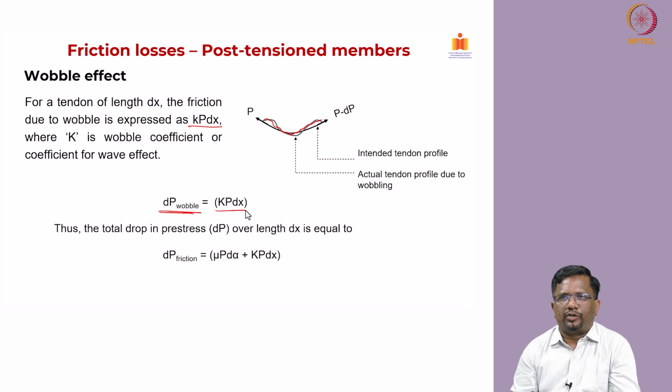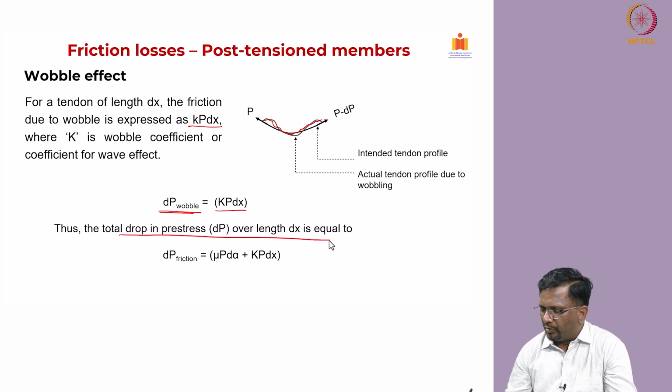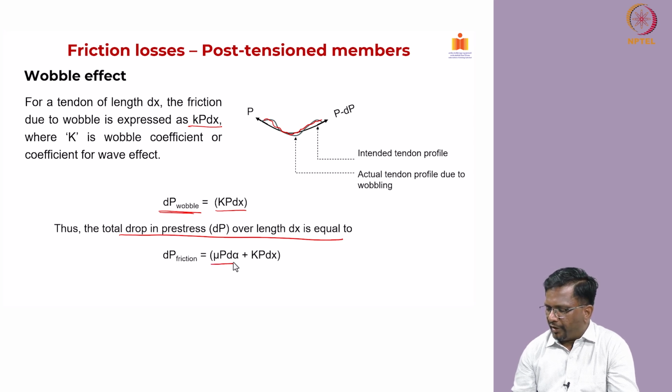Again, what we typically do is the total drop in pre-stress over the length dx is written as mu into P dα, which is coming from curvature, and this is coming from wobble. We add these two things and then say that is the friction loss in the cable. Okay. Which is mu into P dα plus K into P into dx.